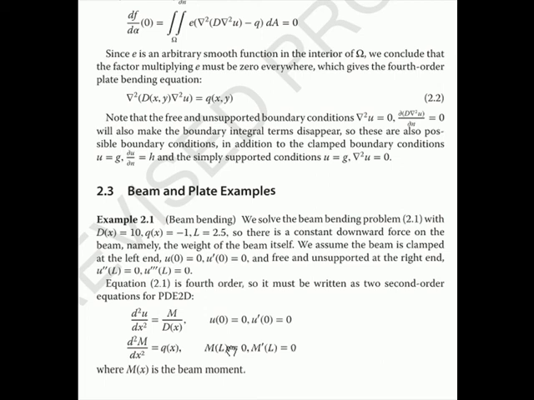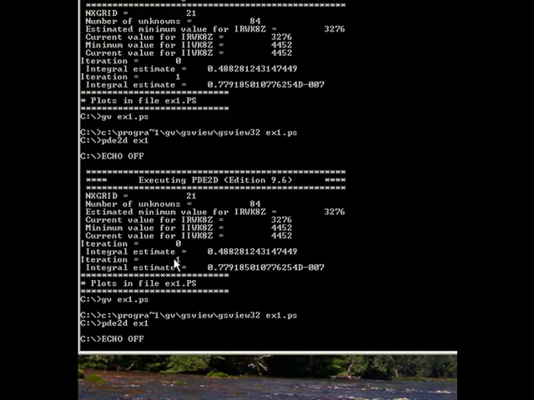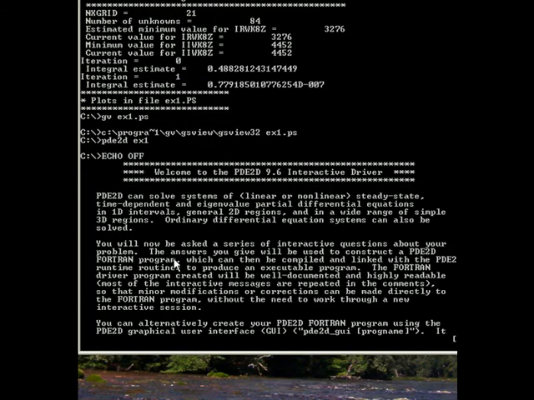And now we're going to solve this. We could use either collocation or Galerkin. I'm going to use collocation, and I could use the GUI, but I'm not. I'm going to use the interactive driver. We've done a couple examples of the GUI already. So let's solve this problem with collocation and the interactive driver. Here we go: PD2D, call it EX1, example 1. And it's going to start asking questions.